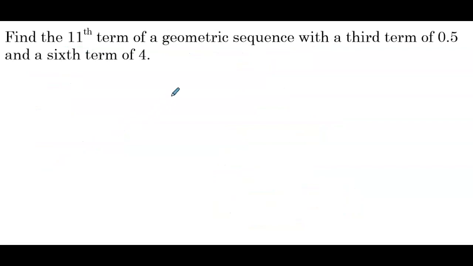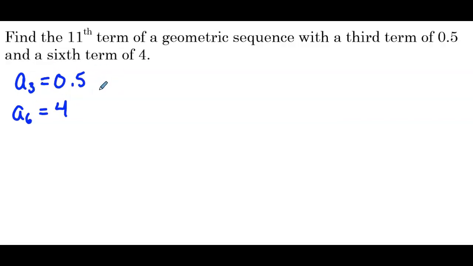Find the 11th term of a geometric sequence with a third term of 0.5 and a 6th term of 4. Okay, so first thing with our sequence notation, a sub 3 is 0.5, a sub 6 is 4. We're looking for the 11th term. Okay, so they don't give us consecutive terms here, which would make it easier for us to find the common ratio. So we have to use a strategy that we used previously.